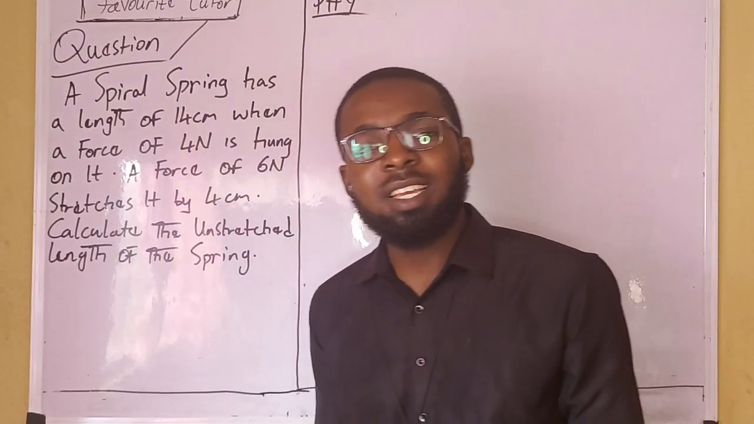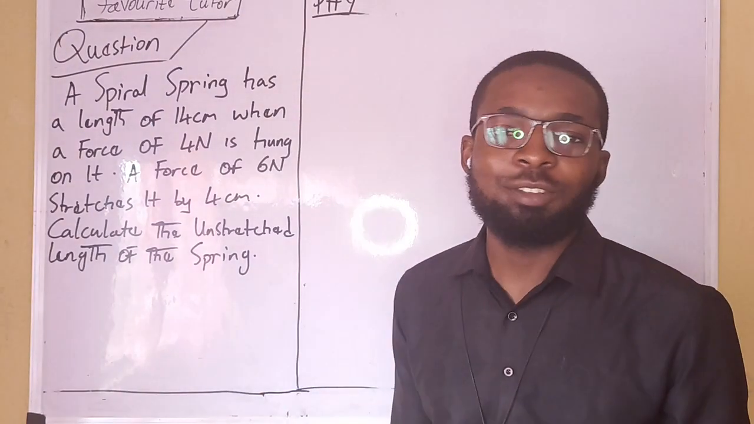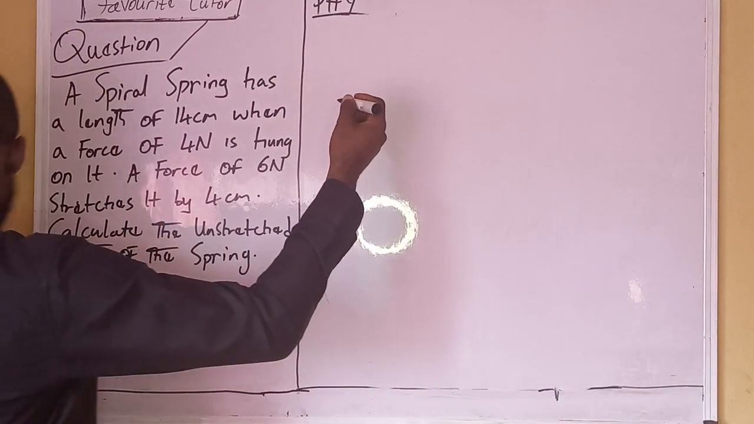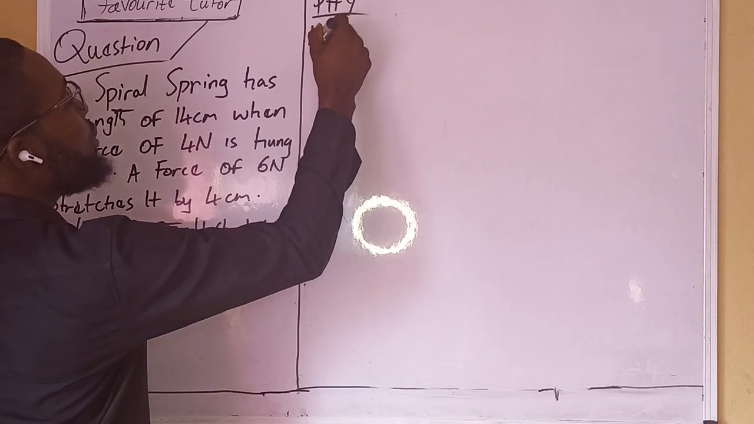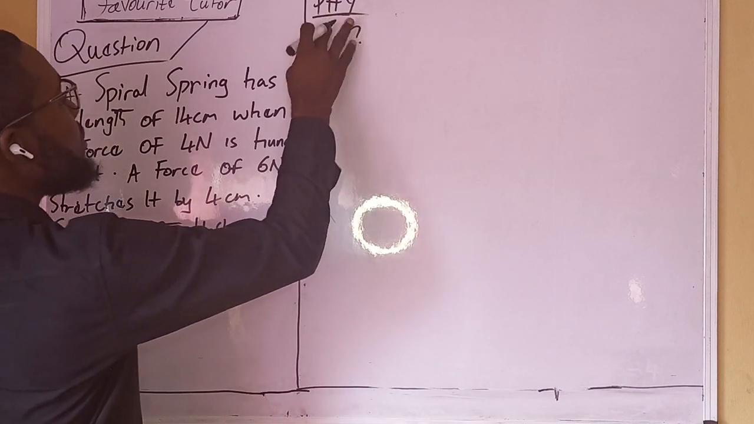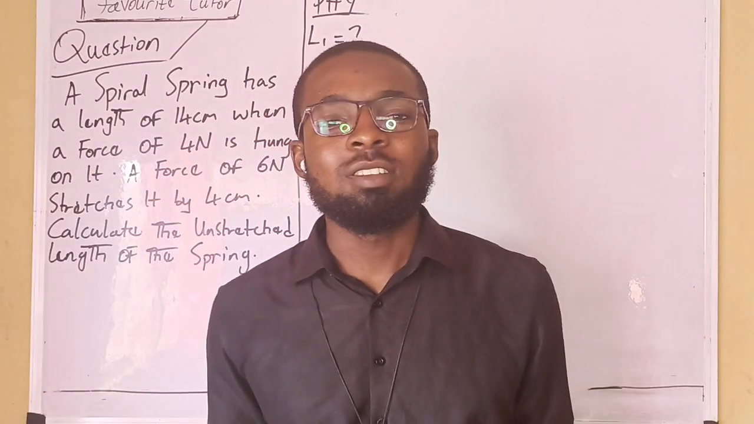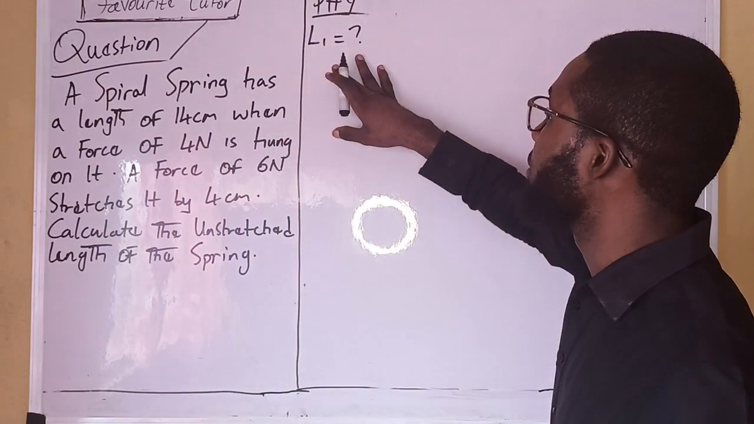A spiral spring is also an elastic material. Since we are looking for the unstretched length of the spring, it means that we are looking for the original length, which is L1, the original length of the spring. That is what we are looking for, L1.